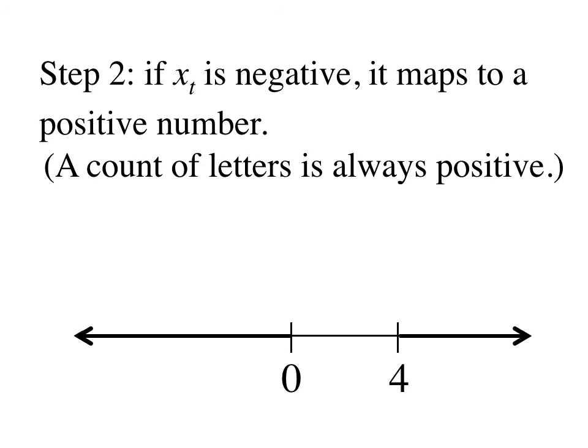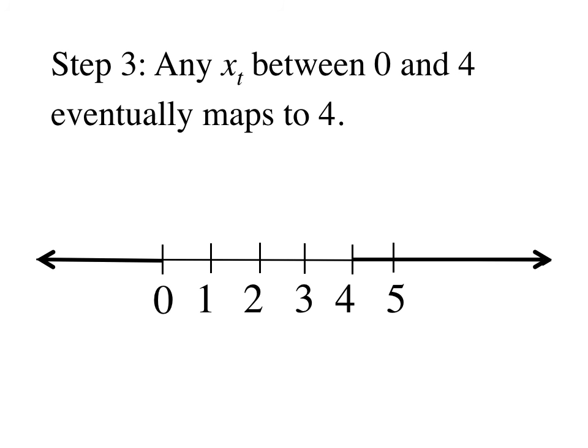So we've handled everything above 4 and everything below 0. And all the decimals too. What's left? As it turns out, everything between 0 and 4 maps to 4 eventually. 4 maps to itself, 3 maps to 5 which maps to 4, 2 maps to 3 which maps to 5 which maps to 4, and 1 also maps to 3 which maps to 5 which maps to 4, and 0 maps to 4 directly. So everything maps to 4 which maps to itself.